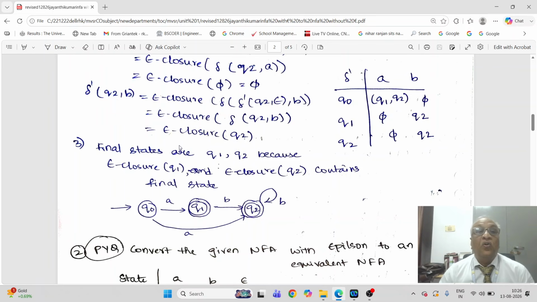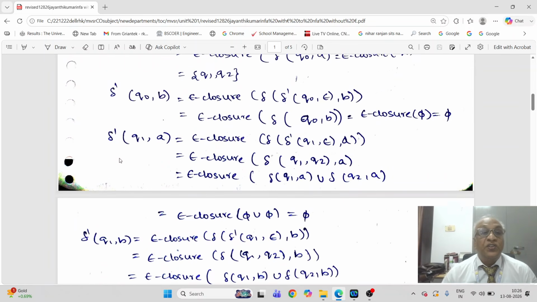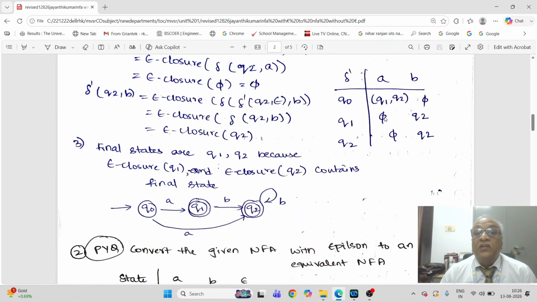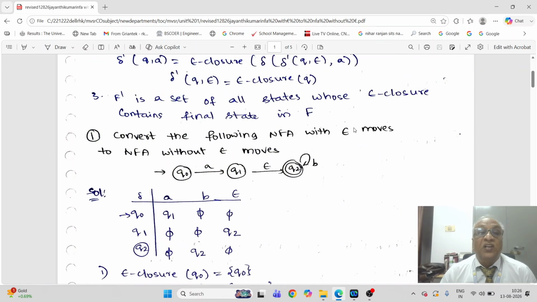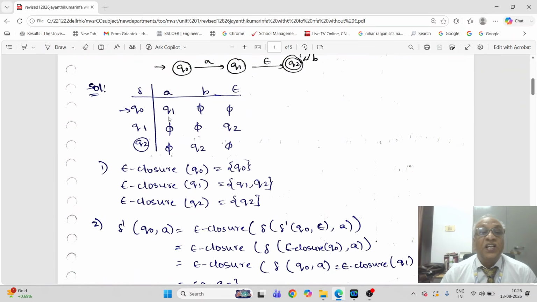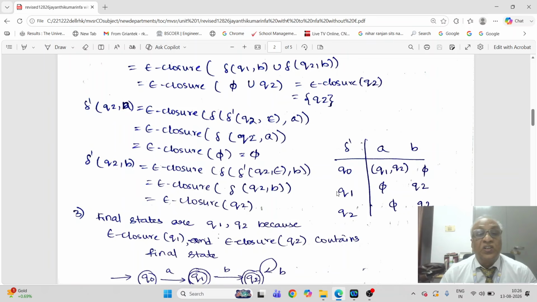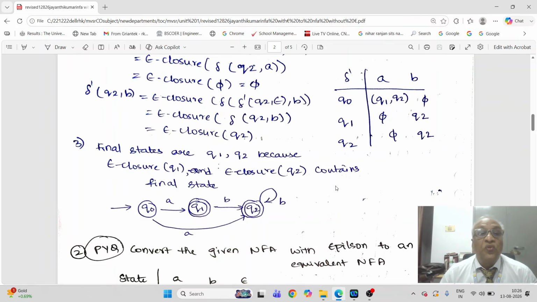So now using these transitions, we'll be drawing the transition table. This transition table is without epsilon. What are the states? Q0, Q1 and Q2.